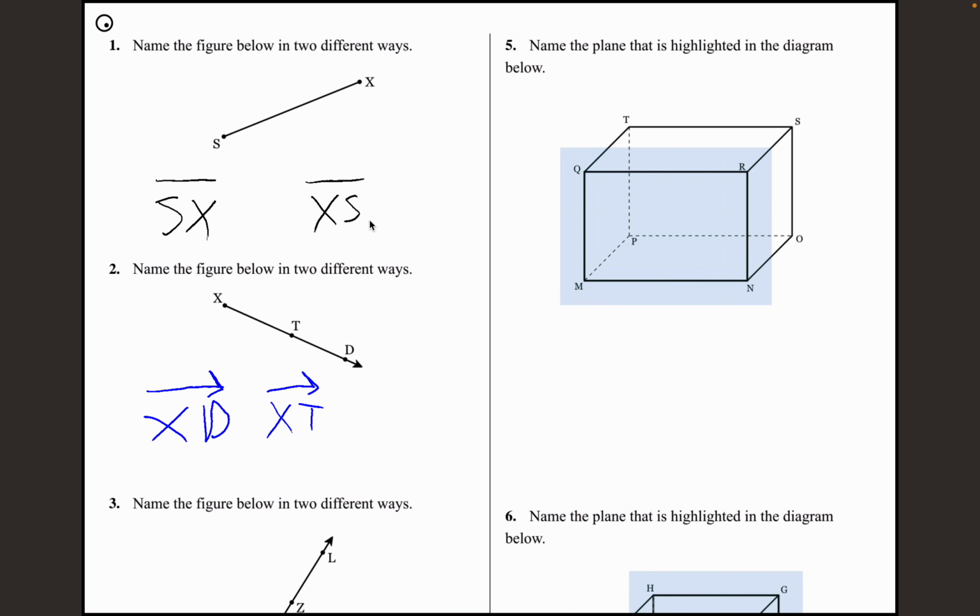When we have number 5, what's a way that we can name this plane in the diagram? Yeah, number 5. We're going to the right. There's a lot of different ways we can name this. We're naming the plane, so we're naming the highlighted region. Can you see the highlighted region?